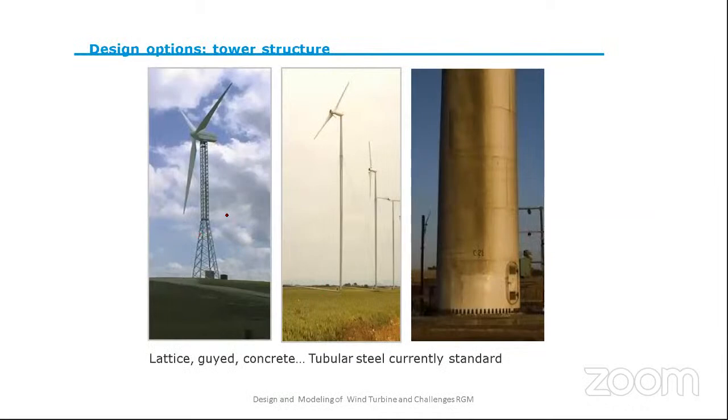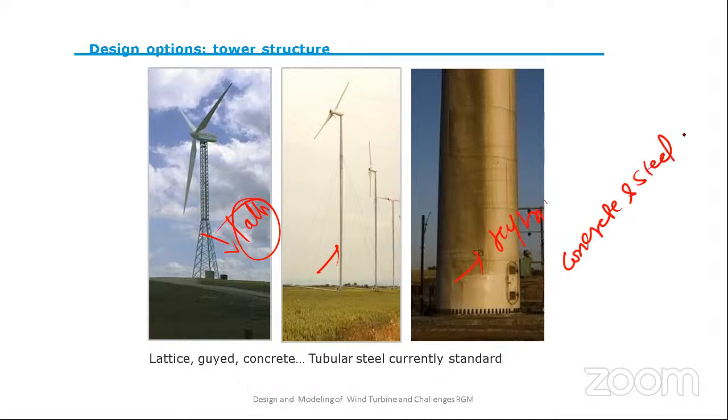Whether you want to go for a lattice tower, or a tubular tower, or a hybrid tower. A hybrid tower is both concrete and steel. The steel tower is a lattice structure, like our normal electricity grid transformer lines. This is a kind of lattice structure, and this is a tubular structure, the steel roll.